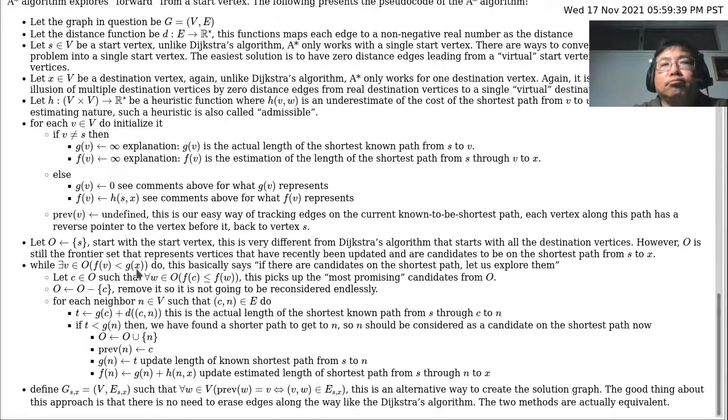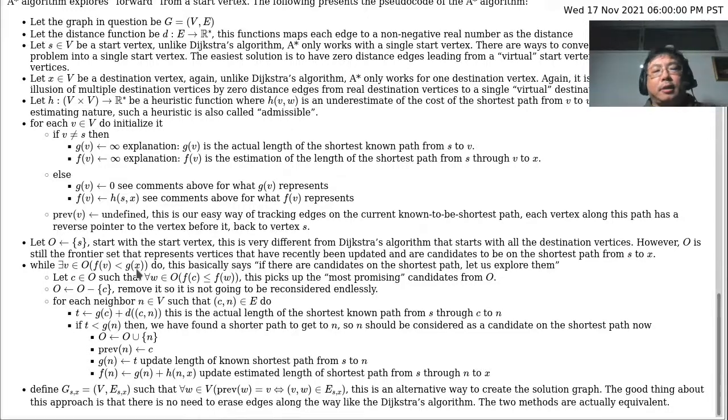Is there a specific word for that set that shrinks until there are no possible vertices? None that I'm aware of. Okay, that was the main question.